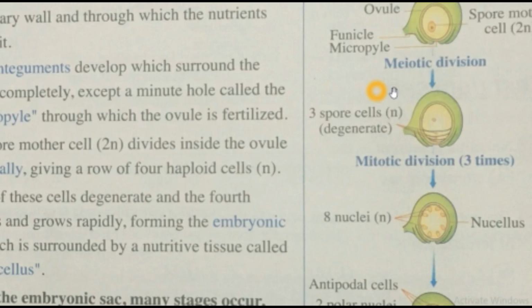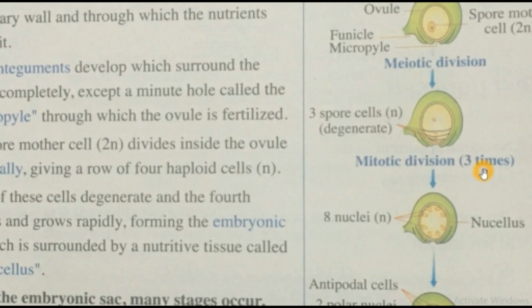Now the spore mother cell will undergo meiotic division, similar to the spore mother cell of the anther. It will form 4 spore cells with the haploid number of chromosomes. 3 of them will degenerate. Degenerate means they will disappear, because the ovary wants only 1.